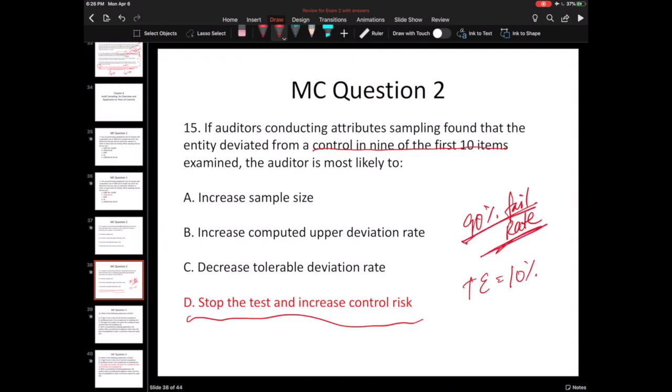So I'm already so far in excess of it. And it's unlikely if I continue to test, right, how many items do you possibly have? 25, 50? You're not going to get below that 10% tolerable error rate. So go ahead and save yourself the rest of the effort, stop testing there, and conclude that the control is ineffective, increase control risk, decrease detection risk, and increase your level of substantive testing for the associated process and account.